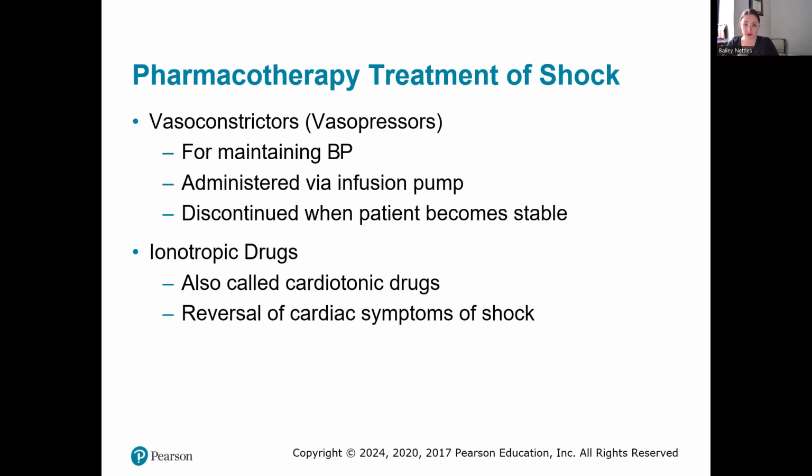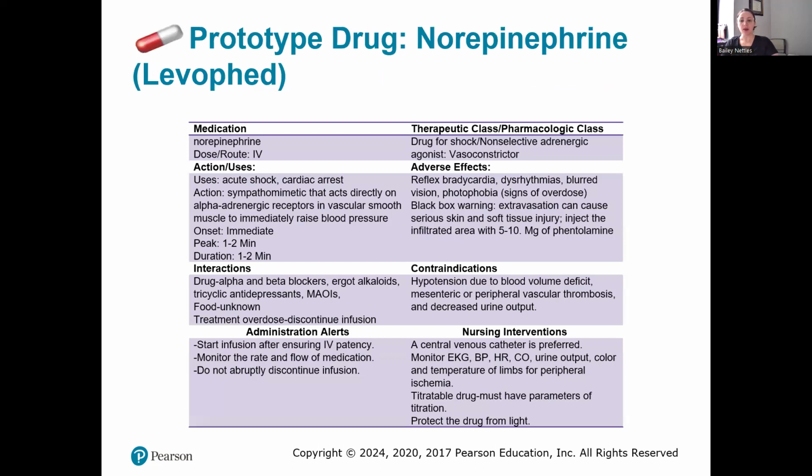Or it's just keeping my blood pressure up. All vasoconstrictors cause peripheral ischemia. We'll get into that when we talk about one, but all of them cause peripheral ischemia. Okay. Inotropic drugs are also called cardiotonic drugs. This is the reversal of cardiac symptoms of shock. We know about inotropes from Pharm 2 when we talked about positive inotropic drugs. Okay. So Norepi or Levophed, super common. We give it a lot. It's one of the first lines for severe hypotension, acute shock, cardiac arrest.